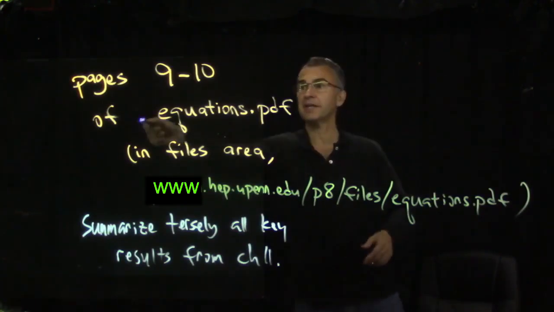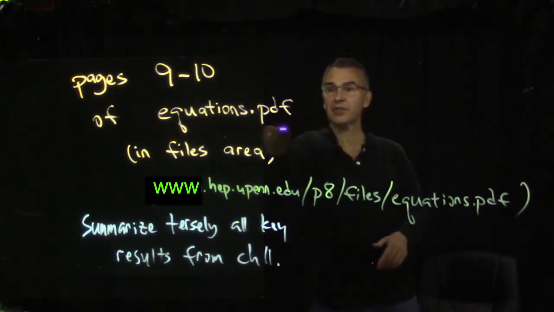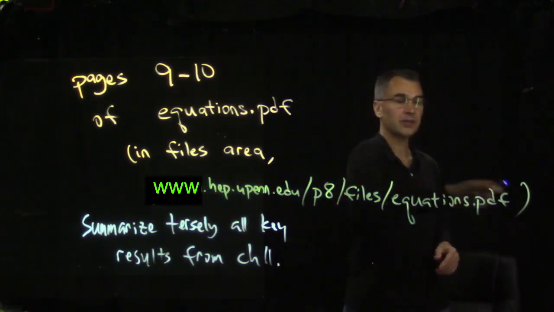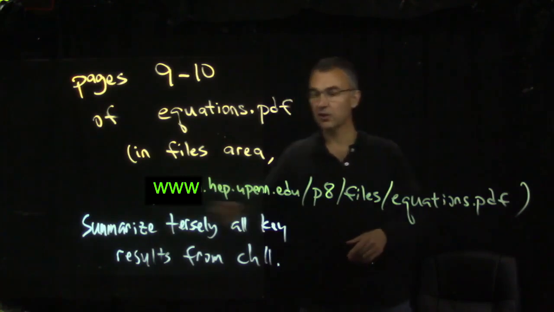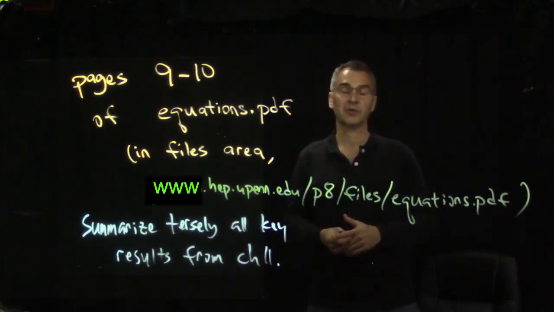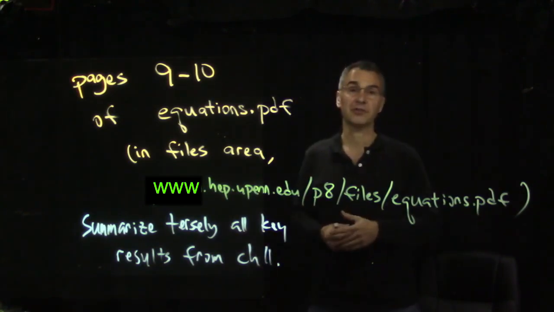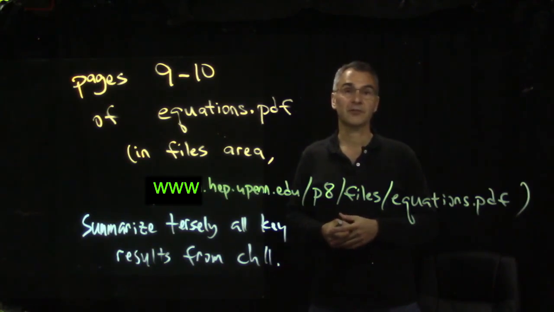Let me just point out that pages 9 and 10 of equations.pdf, which is in the files area, positron/p8/files/equations.pdf, summarizes tersely all key results from chapter 11. So you could take the contents of these chapter 11 videos minus all the worked examples, and the key results are tersely summarized on those two pages. I know a lot of this is new. This rotational motion is a topic that is often either skipped or not covered very well in a high school physics course. So this material is probably pretty new to nearly everybody. So it'll be probably the most challenging material in the course.